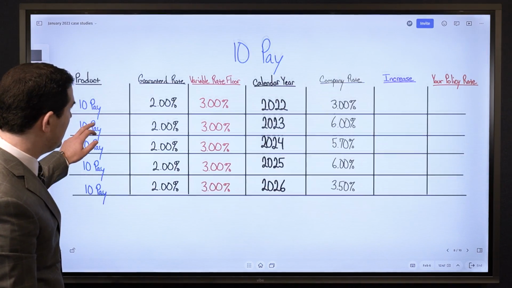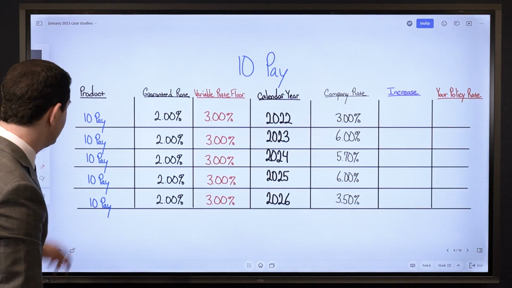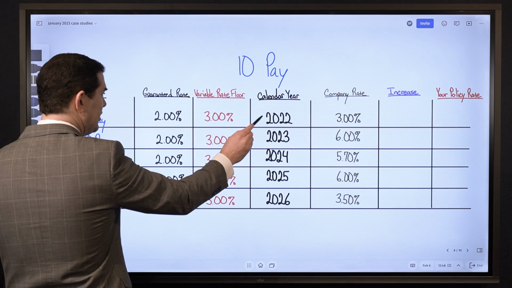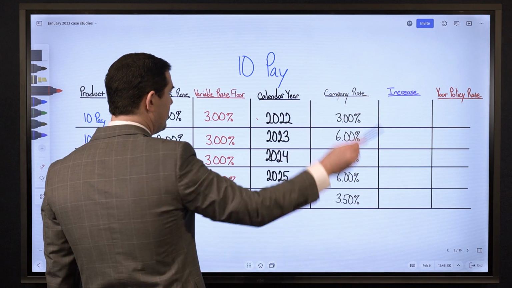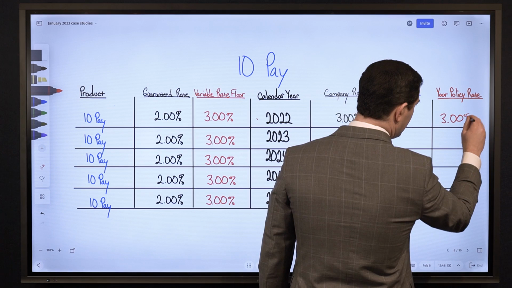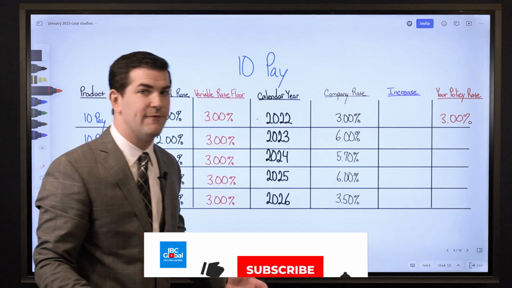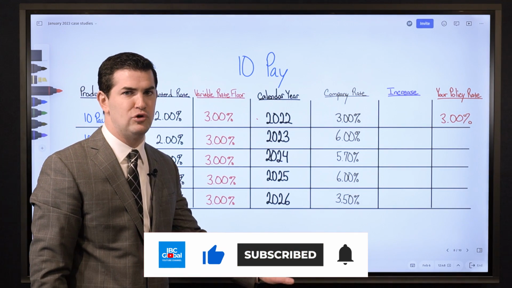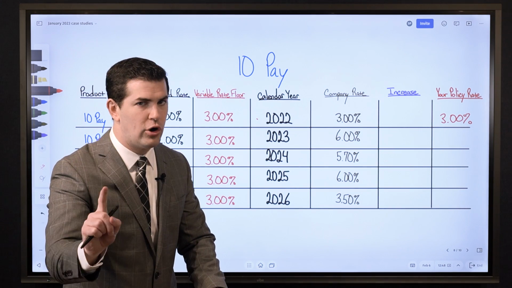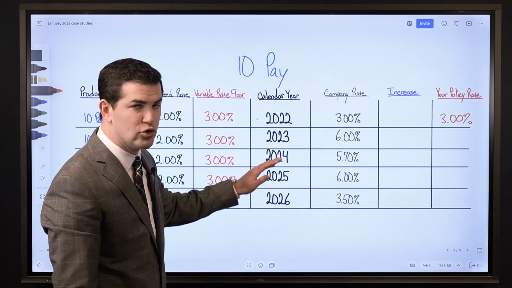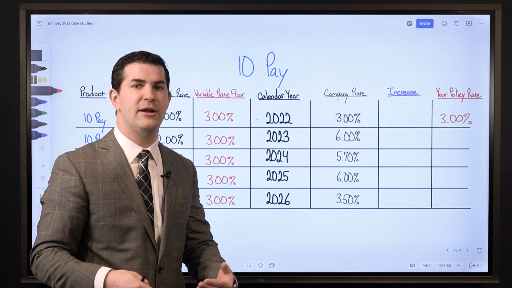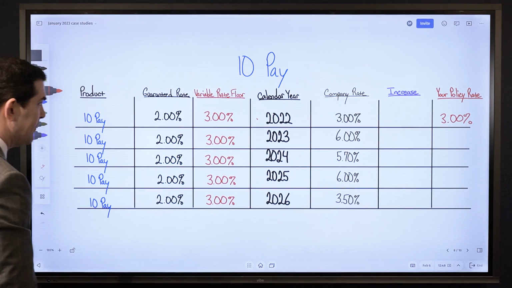Let's look at another example here. We'll take a look at the 10-pay policy. So in this case, same thing. When we start a policy in 2022, company rate, 3%, your floor, 3%. Guess what? Your rate is 3%, and that's locked in for 12 months. This will occur with any MassMutual policy. Your rate can only change one time per year on your anniversary date. Even though MassMutual declares a different rate every month, the only month that we need to worry about is the month of our policy anniversary date, our premium due date.